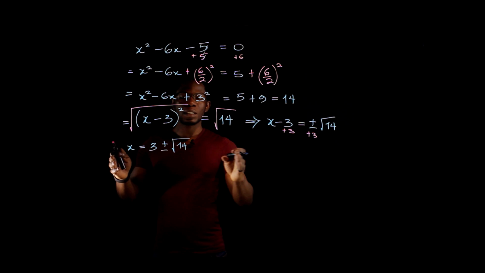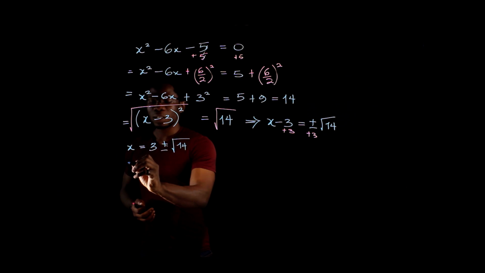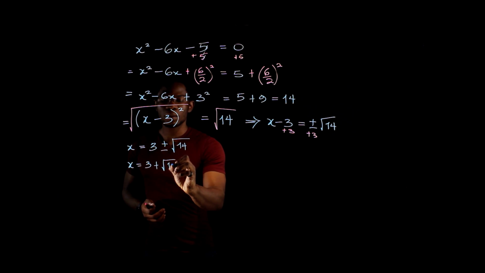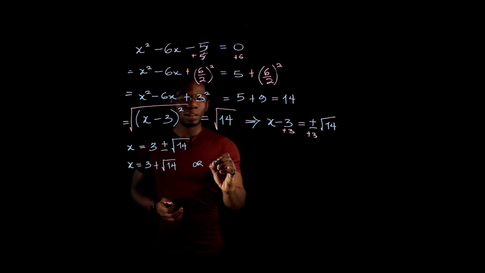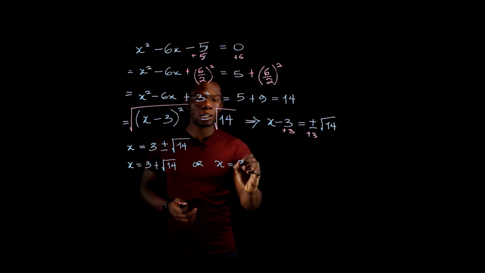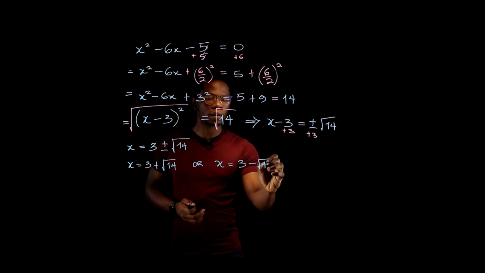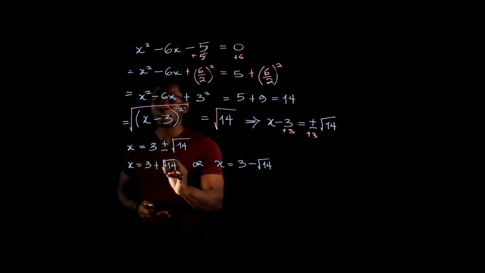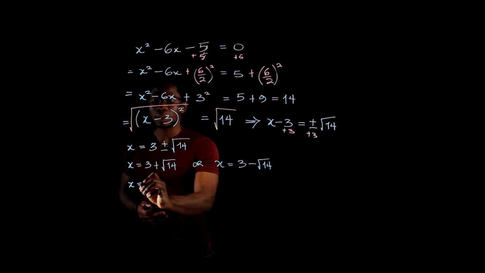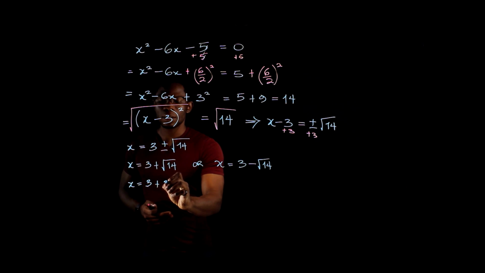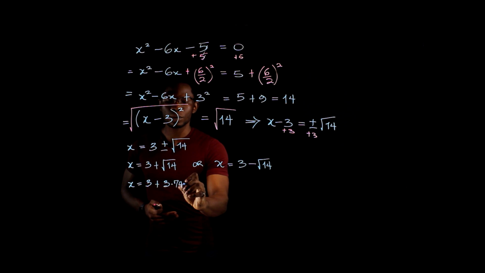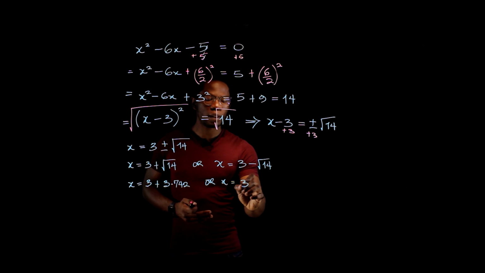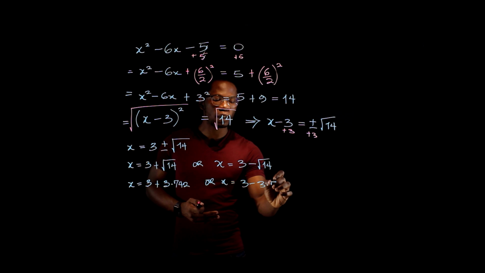Now we can split this into our two solutions. That is either x is equal to 3 plus the square root of 14, or x is equal to 3 minus the square root of 14. Now the square root of 14 is 3.742. So x is equal to 3 plus 3.742, or x is equal to 3 minus 3.742.